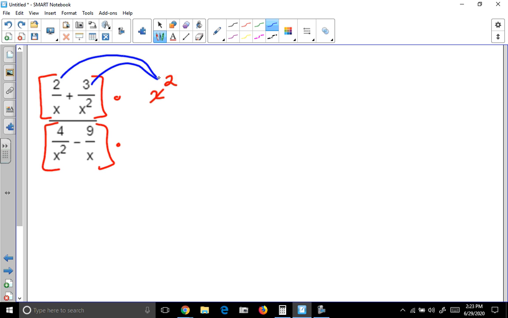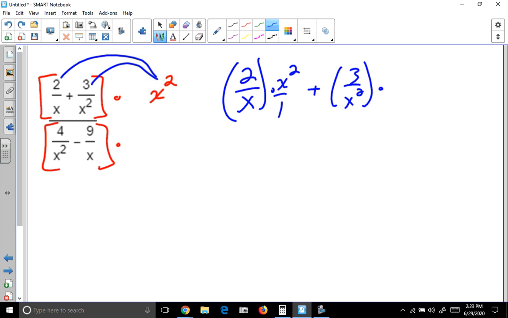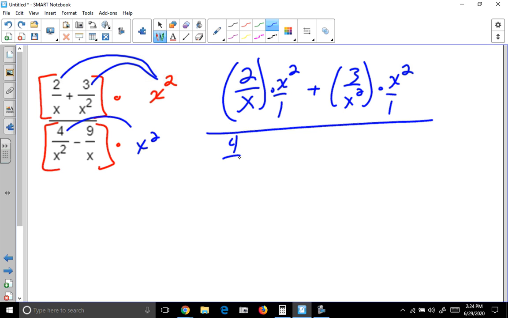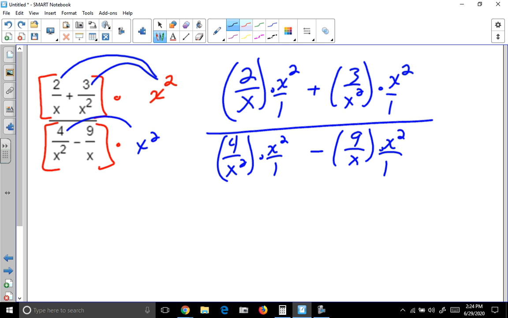So on top, both terms get multiplied by x squared. The first one times x squared, and the second one times x squared. On bottom, same thing. First one times x squared, and then the second one times x squared. And notice again, I'm putting each of those x squareds over 1 just as a reminder that the x squared is on top, is in the numerator.